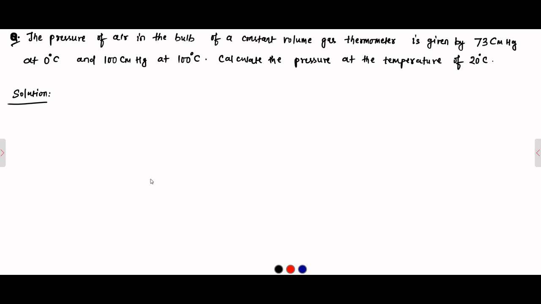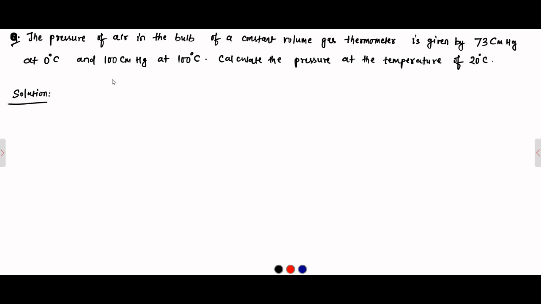So here is another question on temperature measurement. It is given that the pressure of air in the bulb of a constant volume gas thermometer is 73 centimeter mercury at 0 degrees Celsius and 100 centimeter mercury at 100 degrees Celsius. So pressure at 0 degrees Celsius and 100 degrees Celsius is given. Calculate the pressure at the temperature of 20 degrees Celsius.